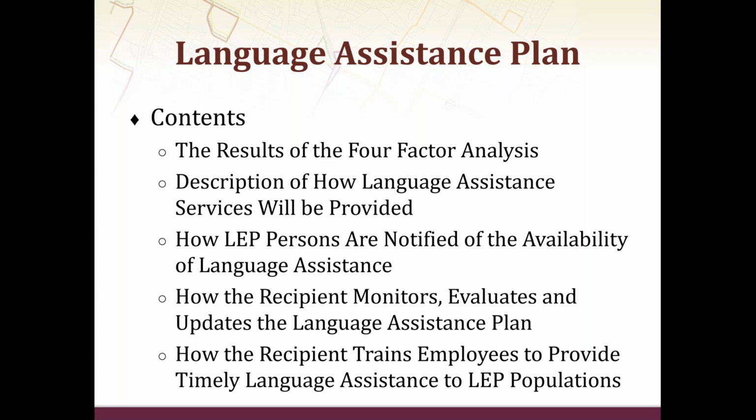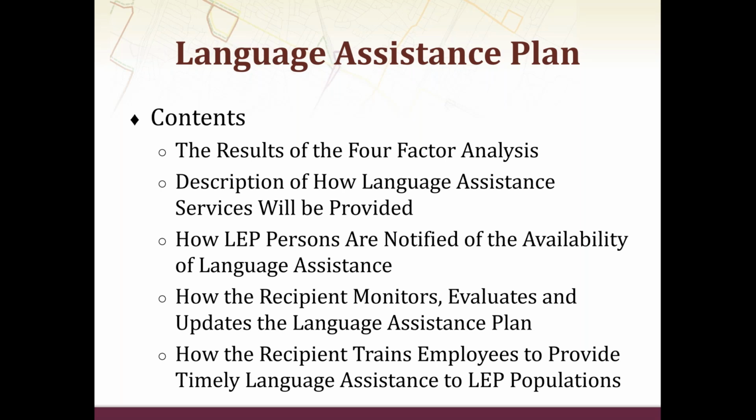And then this last one is very important: how the recipient trains employees to provide timely language assistance to LEP populations. We see all sorts of different methods for this, but first of all, I think it's very important to train employees that they have to abide by Title VI. They should know what protections the public has against discrimination. They should be trained, for call center representatives and people who are evaluating complaints, on how to identify those complaints.